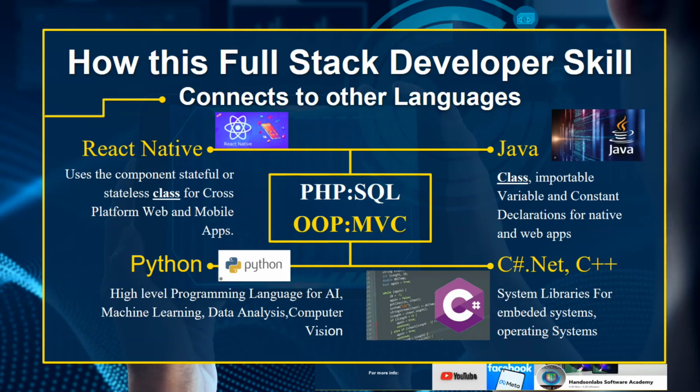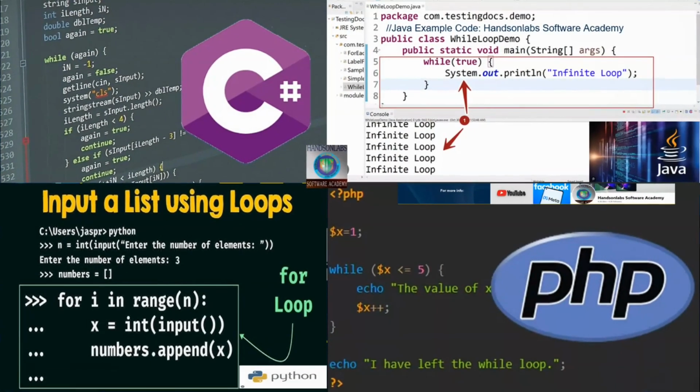And not far away from that, you also have Python, which is a high-level language for artificial intelligence applications, machine learning, data analysis, computer vision, and so on and so forth. And also not far from that, you have C#, the .NET applications framework, and C++, system libraries for embedded systems and operating systems, respectively.